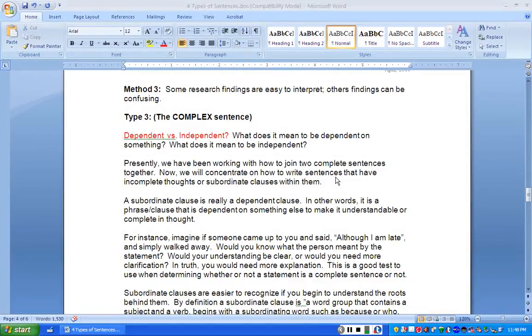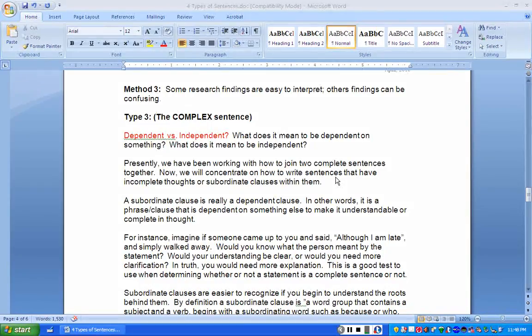This presentation is part 3 of a series of 4 on the 4 types of sentences, and it will focus on the complex sentence. I think the reason why the complex sentence is called complex is that it attempts or works to merge 2 different types of sentences together. One is a dependent clause, and one is an independent clause.